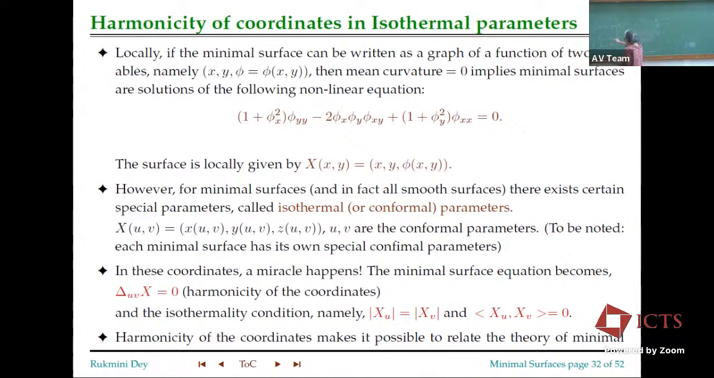Harmonic is this. Supposing you have a function f, a real valued function of two variables, and f uu plus f vv equals zero. I won't be able to tell you offhand, but for example, a linear affine function is harmonic. Supposing you take f of u, v equals a u plus b v plus c. A harmonic function must satisfy f uu plus f vv equals zero. This is a very strong condition. Yeah, this is the Laplacian.